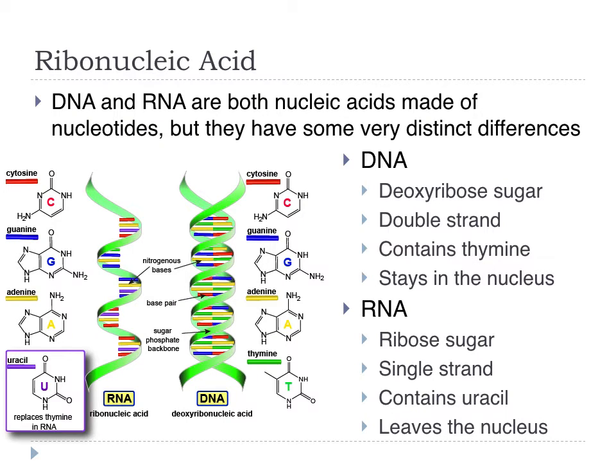Let's look at some of the differences between DNA and RNA. You do need to be able to compare and contrast them. They're both nucleic acids. They are both made of nucleotides, but they do have some big differences. So DNA, the sugar is deoxyribose. It is 2 strands, contains thymine, and it stays in the nucleus. RNA, on the other hand, its sugar is ribose. It is made of a single strand. It contains uracil, and it leaves the nucleus.